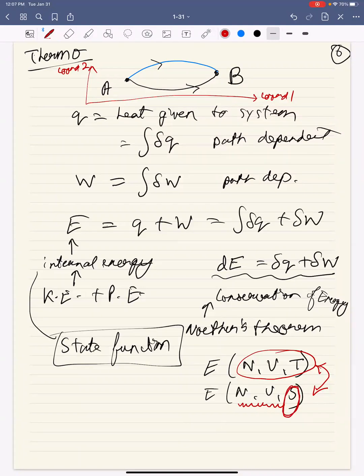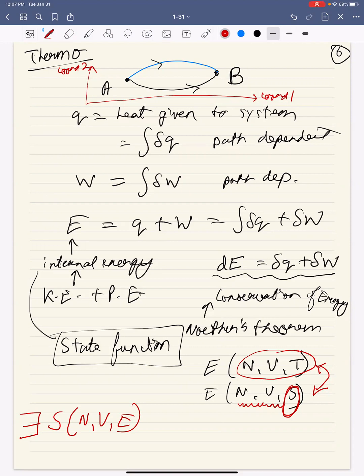So in 684, that's why we did not start from this, right? How did we start 684? We said there exists a state function S which depends on NVE, and this is the grand truth.